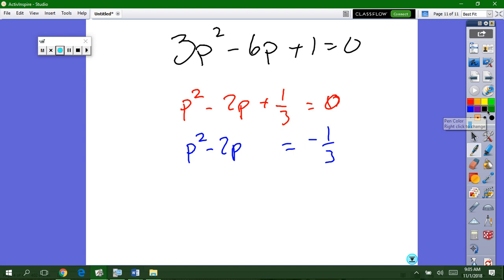What number will fill the blank? 1. How did I find that? I cut it in half and then I squared it. What I do to one side, do to the other. Any questions there? This then becomes on this side a perfect square trinomial, so it is p minus 1 squared. Why is it minus and not plus? Because this is a negative number in the middle. Half of negative 2 is negative 1, technically, right?